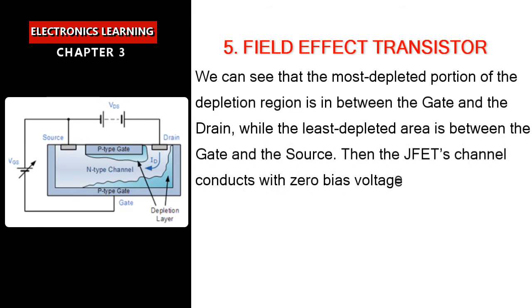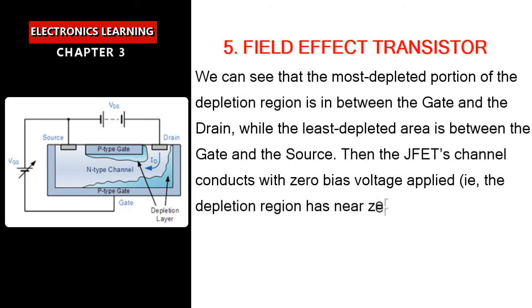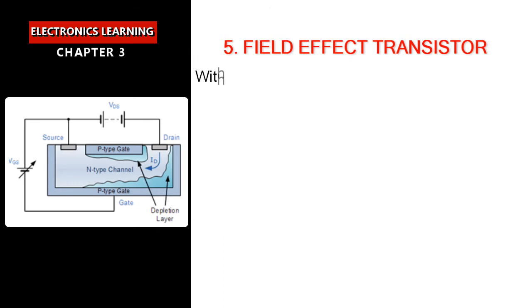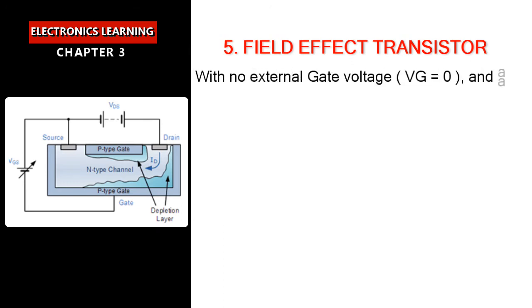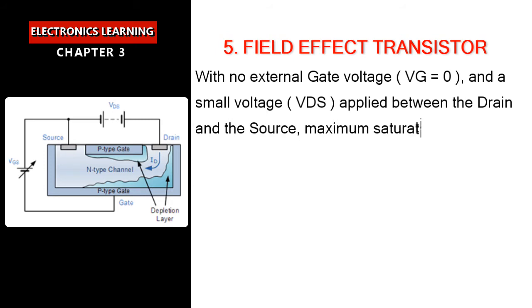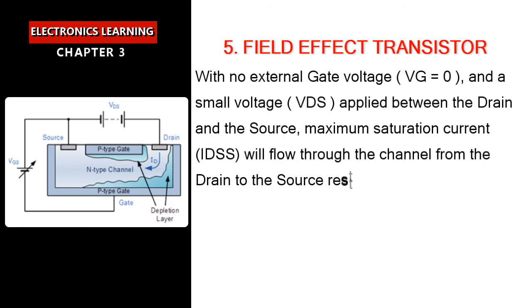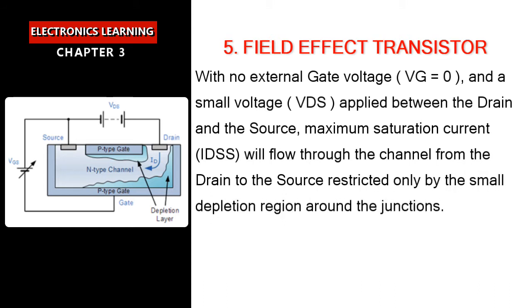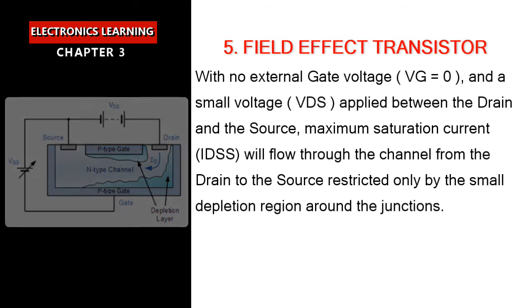Then the JFET's channel conducts with zero bias voltage applied, that is, the depletion region has near zero width. With no external gate voltage, VG equals 0, and a small voltage, VDS, applied between the drain and the source, maximum saturation current, IDSS, will flow through the channel from the drain to the source, restricted only by the small depletion region around the junctions.